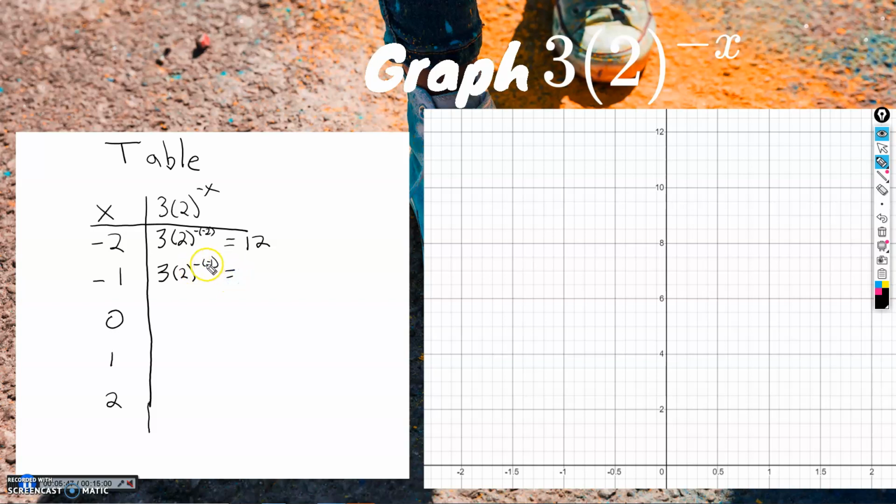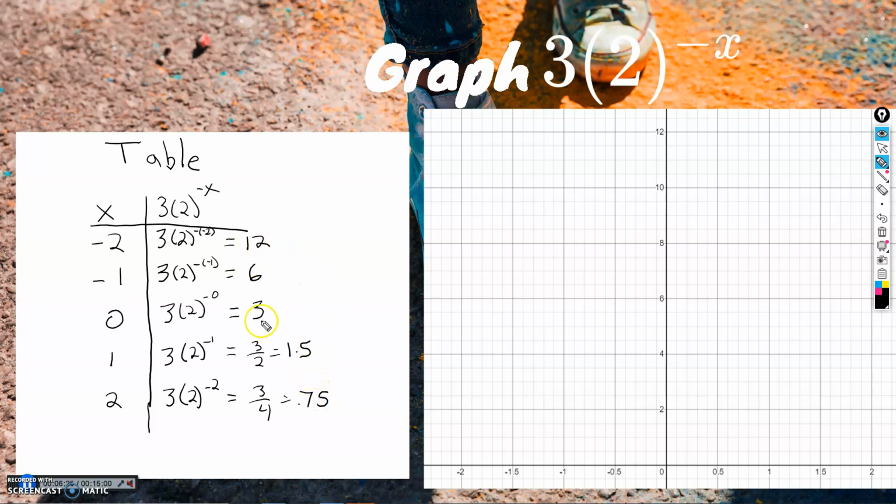So negative times negative, that's positive. 2 to the positive 1 is 2. 3 times 2 is 6. 0: 3 times 2 to the, we'll say -0, even though it doesn't matter. 2 to the 0 is 1. 3 times 1 is 3. Plug in 1. 3 times 2 to the -1. 2 to the -1 is 1 over 2. So this will equal 3 over 2, which is also better known as 1.5. We plug in 2. 3 times 2 to the -2. 2 to the -2 is 1/4. 3 times 1/4 is 3/4, as a decimal, 0.75.